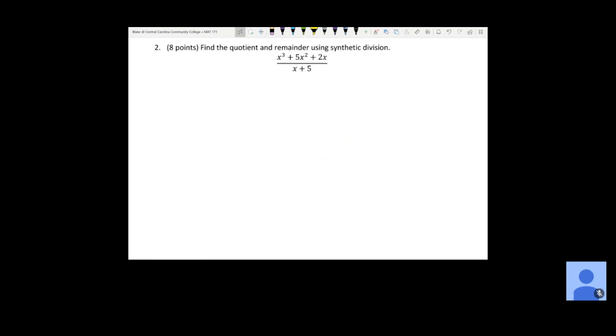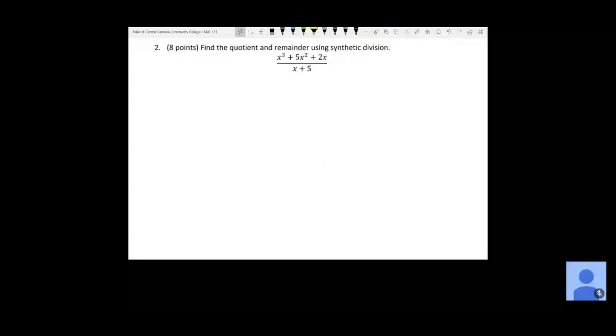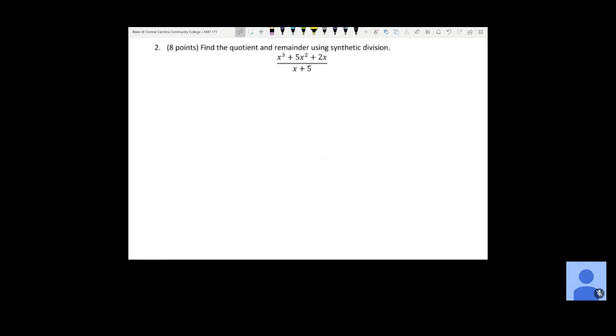Okay, so not 5, but negative 5. Because remember, we're looking for the 0 that would come from that factor. And so if we subtract 5, we actually get negative 5. So just make sure you're using a negative 5 for your synthetic division this time. Okay, it's always the opposite of whatever that value is in that factor.